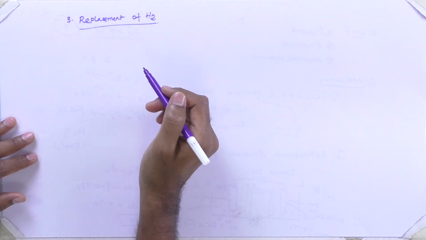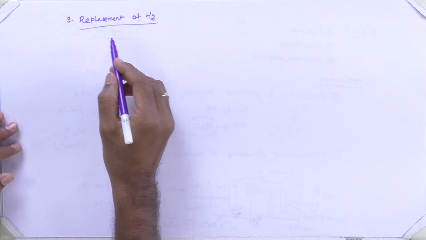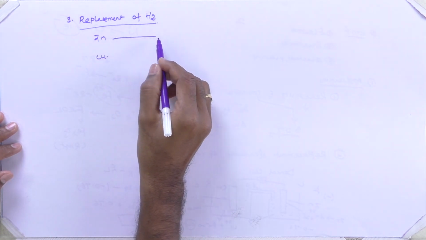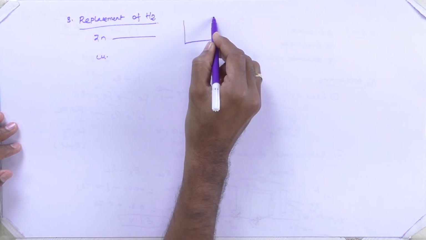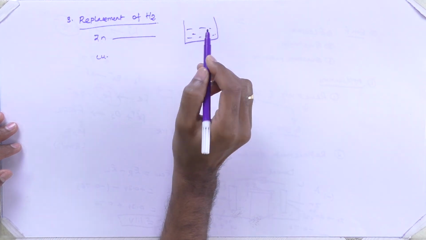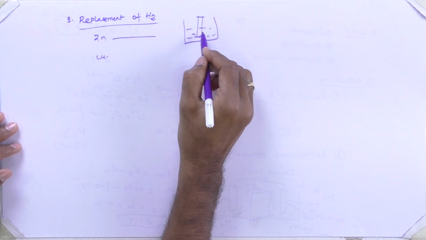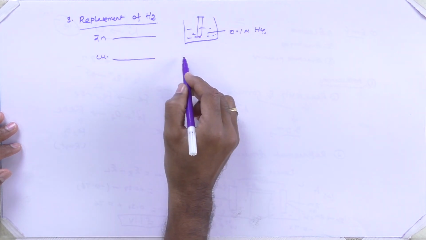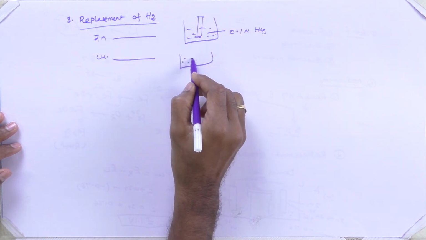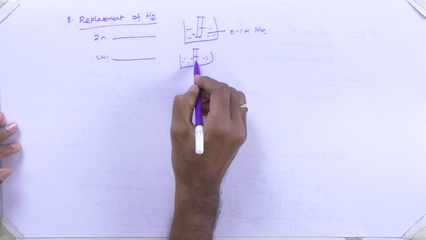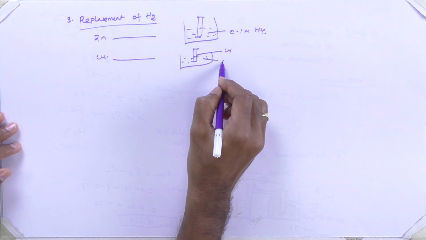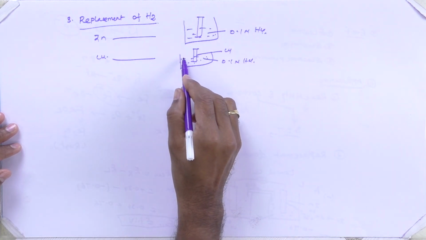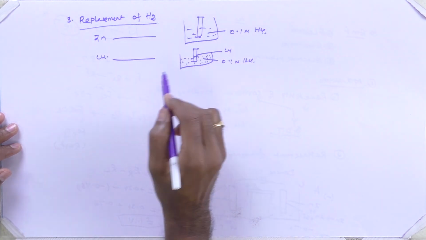For example, we are going to take two metals as representative examples. One is going to be zinc and the other is going to be copper. Now I am going to place a zinc rod in the corresponding H+ solution. For example, zinc metal is placed in 0.1 molar hydrochloric acid solution. Similarly, I am going to place a copper rod in 0.1 molar HCl solution. Now which metal will replace hydrogen from the corresponding H+ solutions?